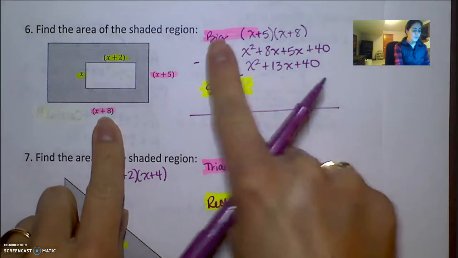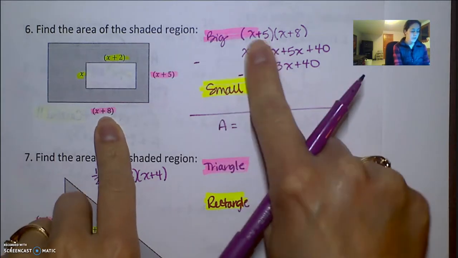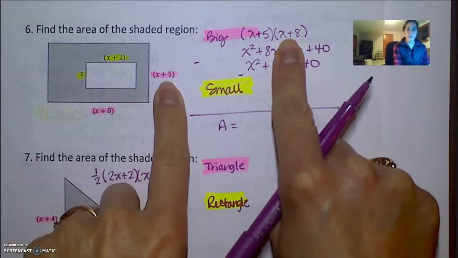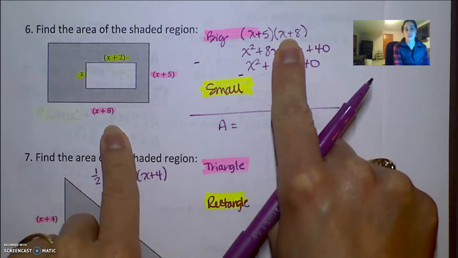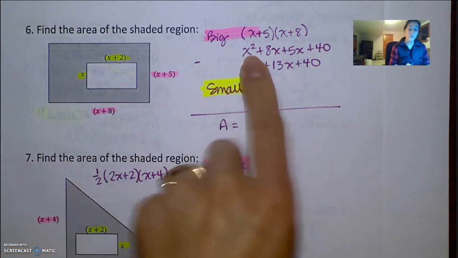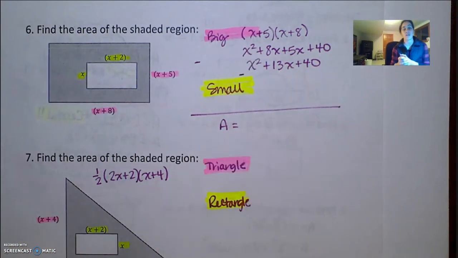So what we're going to do is find the area of the big rectangle. So I already wrote that out. We're doing length times width, so x plus 5 times x plus 8. And when you FOIL it out, you get x squared plus 13x plus 40. So if you need to pause the video real quick and get your highlighting done and write down what I wrote down, go ahead and do that.